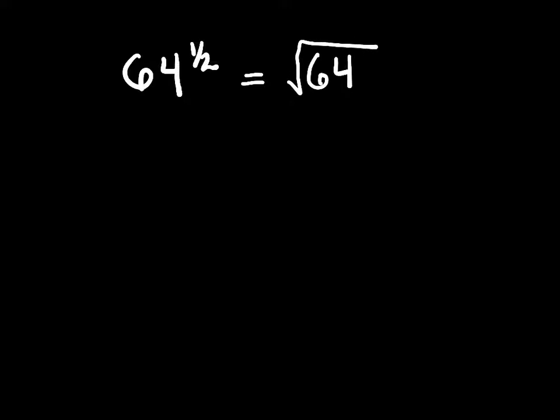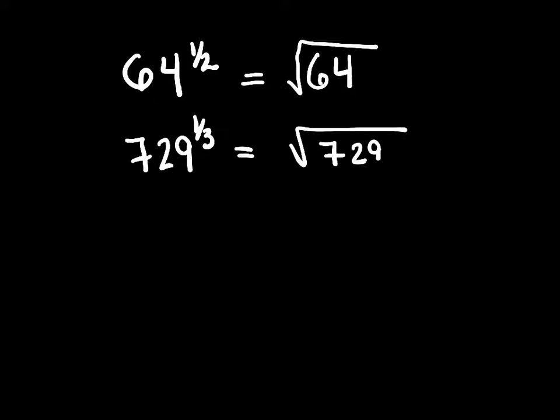We have 64 raised to the 1/2 power. Whenever you have a number raised to an exponent that is a fraction, this is the same thing as saying the square root of 64. Or for example, if you had a number like 729 raised to the 1/3 power, this is the same thing as the cubed root.